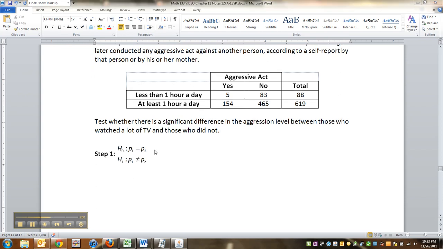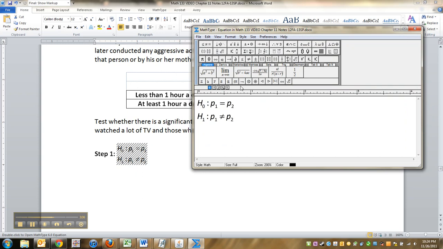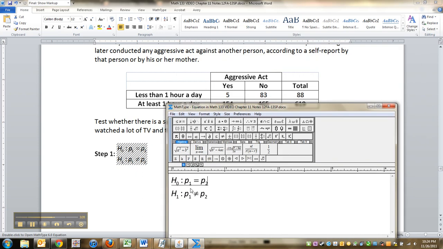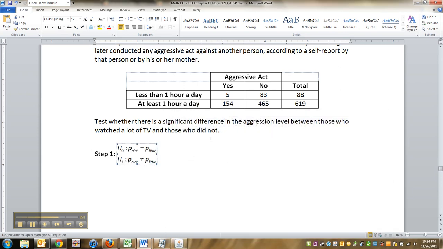For starters, we're going to need an alternative hypothesis, since they're just talking about being a significant difference, but they're not detecting which way they want to go. We're just going to say P1 is equal to P2, P1 is not equal to P2, right? And you could say, we want to know this is aggression level between those who watched a lot of TV and those who didn't. So you could say, for example, this is a lot, and this is little TV, right? Just to kind of keep track of what you're doing. So which group is which? All right, so we're going to have the lot of TV group and the little TV group.